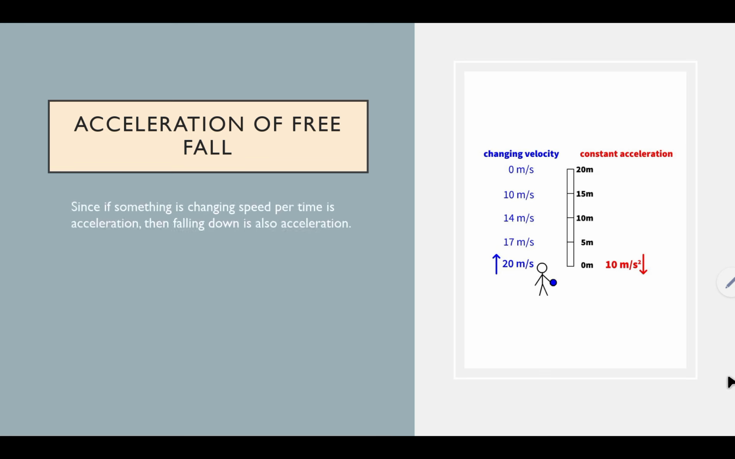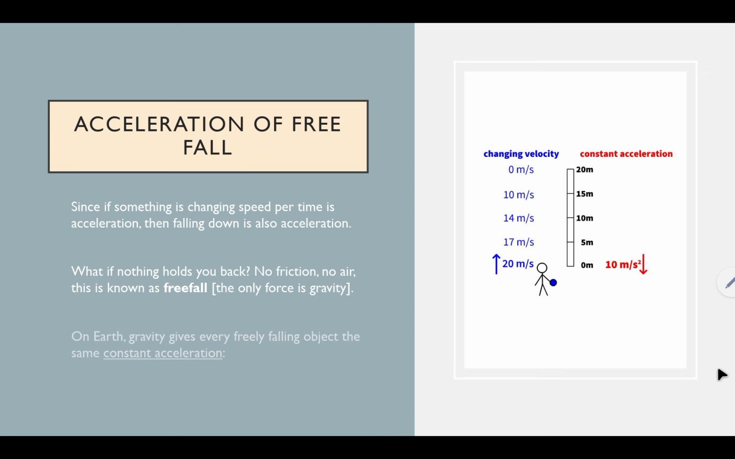So let's check what this means when we're talking about acceleration in terms of free fall. Since if something is changing speed per time it is acceleration, then falling down is also acceleration, right? For example, you're on a plane and then you jump with your parachute. So you're going to be accelerating falling down. What if nothing holds you back? There's no friction, no air. This is what we call free fall. The only force that's pulling you down is gravity. There is nothing stopping you or slowing you down.